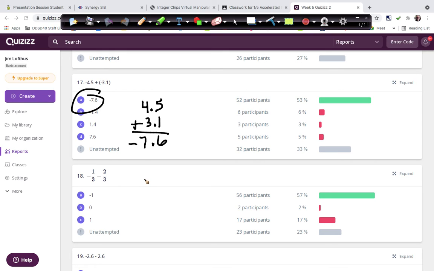Negative 1/3 minus 2/3 is negative 1/3 plus a negative 2/3. So we're going to do plus the opposite. So that is going to be, and you can always take this negative and put it right up there in the numerator, because that's really what we're counting up. So that's negative 3, that's a 3. 3/3, that's equal to negative 1.